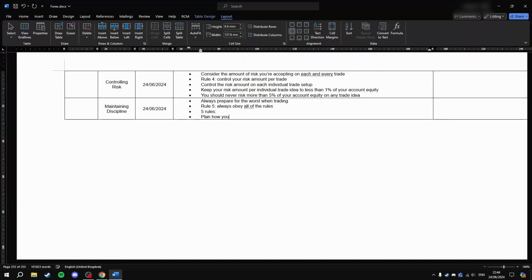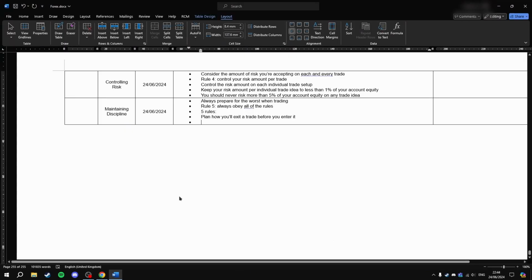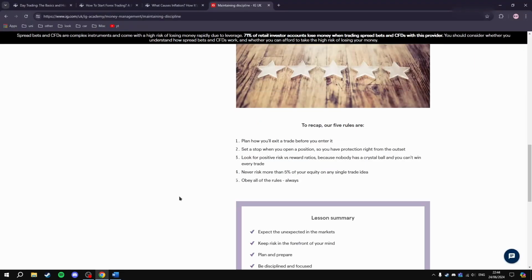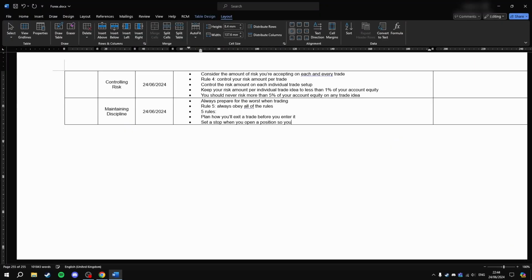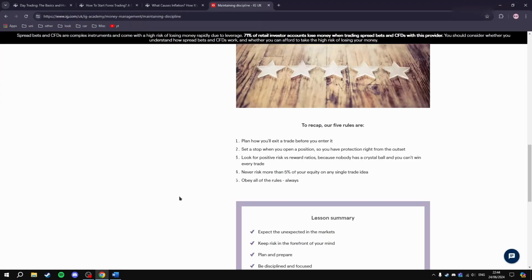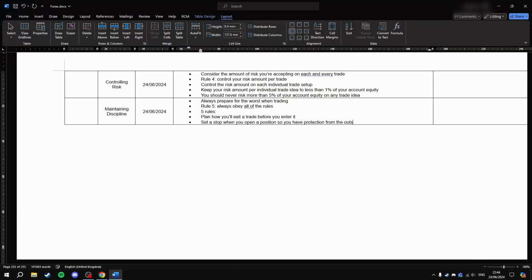Plan how you'll exit a trade before you enter it. Set a stop when you open a position so you have protection right from the outset.